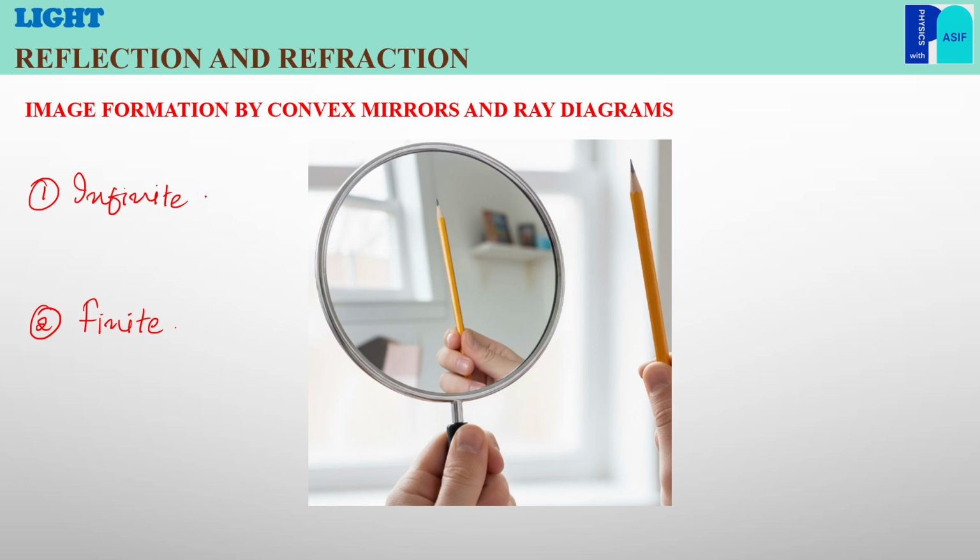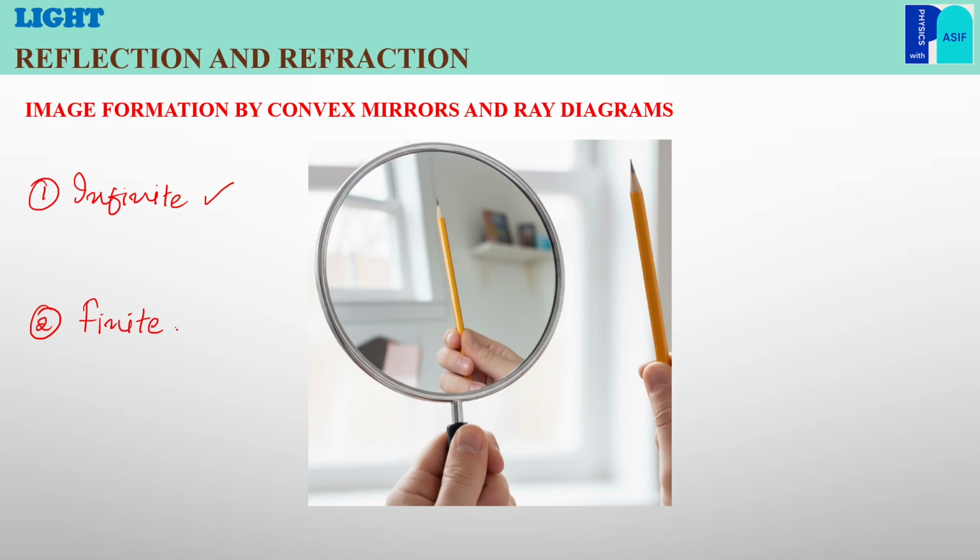So let us say in the first case, when the object is at infinity, the image formed is almost point sized and appears at the focal point of the convex mirror, that is behind the mirror. Since the image is virtual, it cannot be projected onto a screen. For example, if we hold a pencil far away from the convex mirror, its image appears much smaller at the principal focus, and that is virtual and erect.